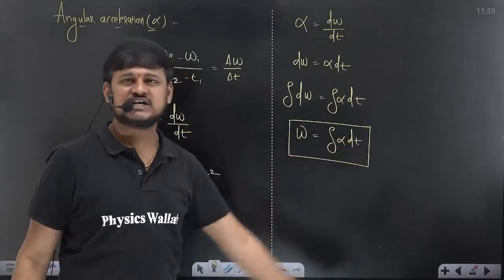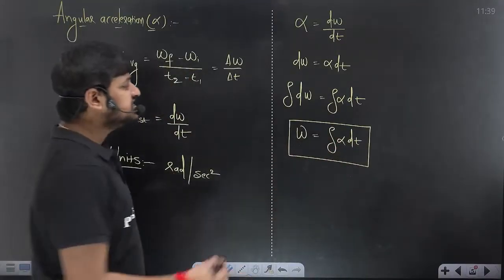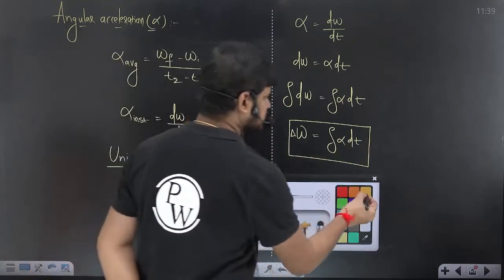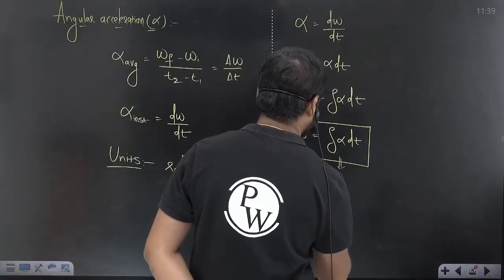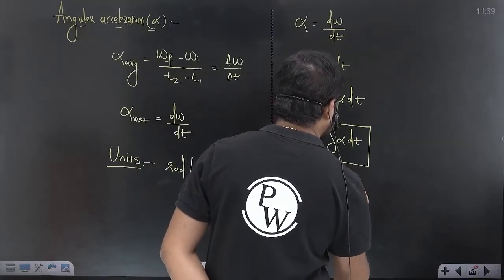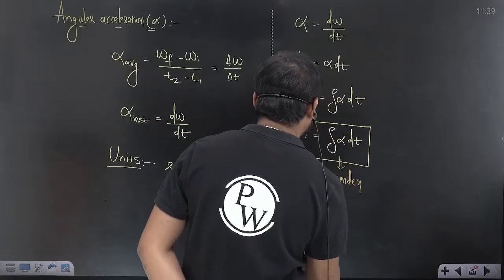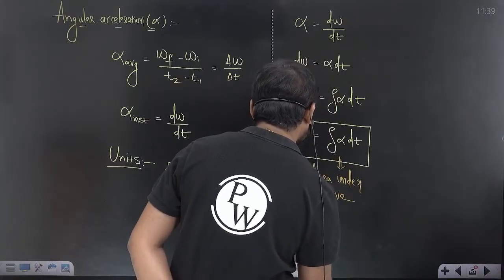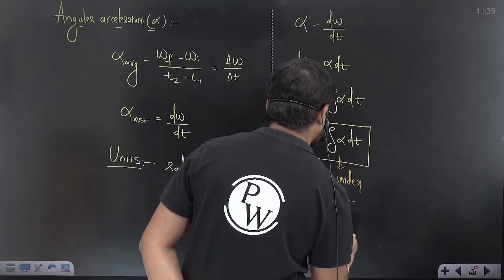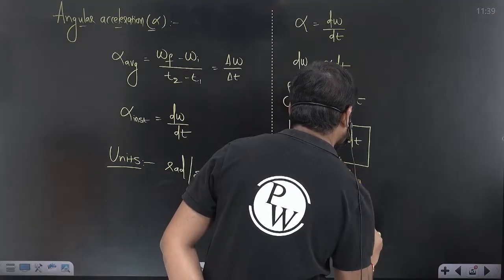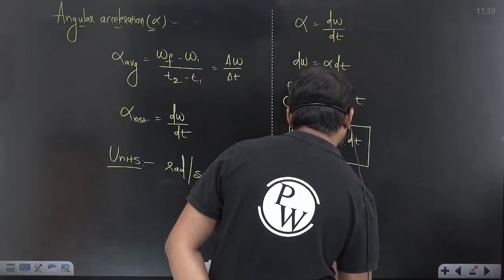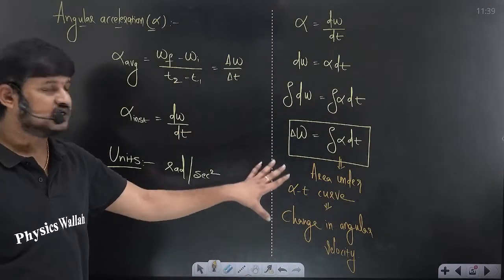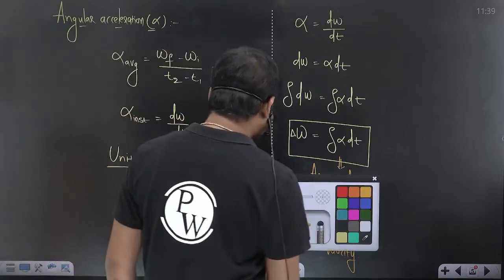So the area under the angular acceleration time curve will result in the change in angular velocity, not angular velocity, it's a change in angular velocity. So the area under the alpha t curve results in change in angular velocity. Clear? Understood guys this part? Chalo.